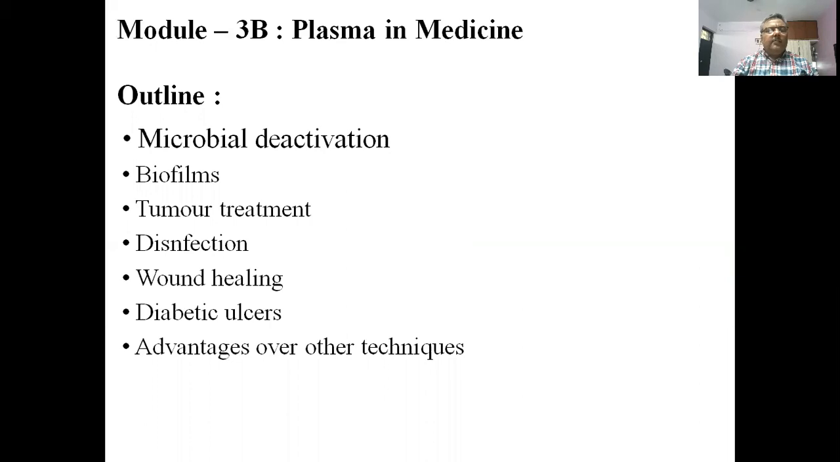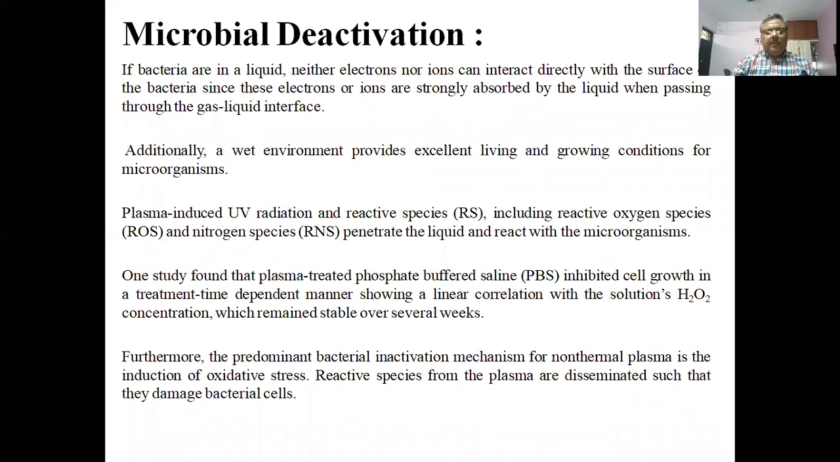The outline of this talk: we'll be talking about microbial deactivation, biofilms, tumor treatment, disinfection, wound healing, diabetic ulcers, and the advantages of plasma over other techniques. We start with microbial deactivation.